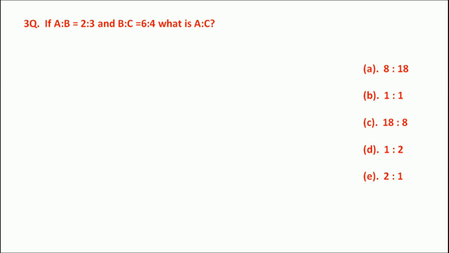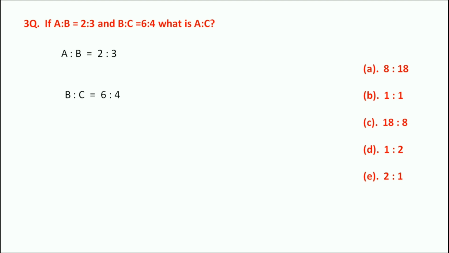Let us do the third problem. If A is to B is equal to 2 is to 3, and B is to C is equal to 6 is to 4, what is A is to C? Here, A is to B and B is to C are given and we are asked to find A is to C. We know that we can write the ratios in the form of fractions.